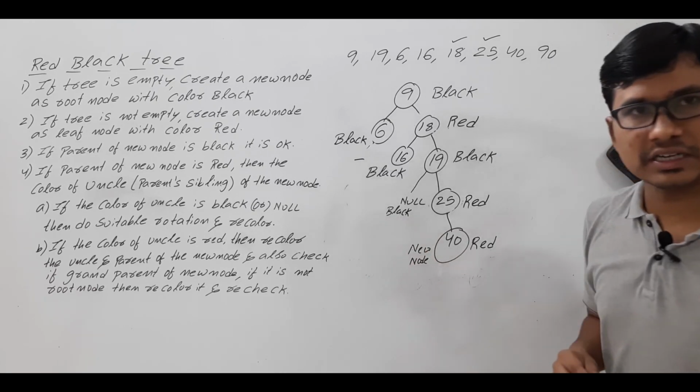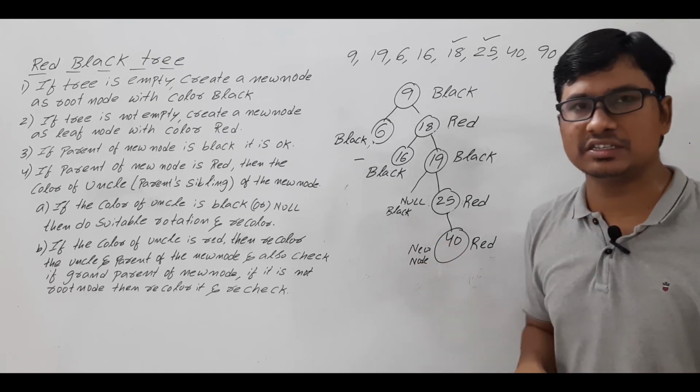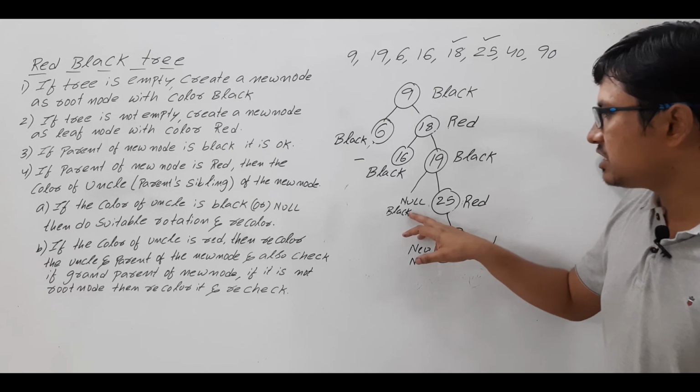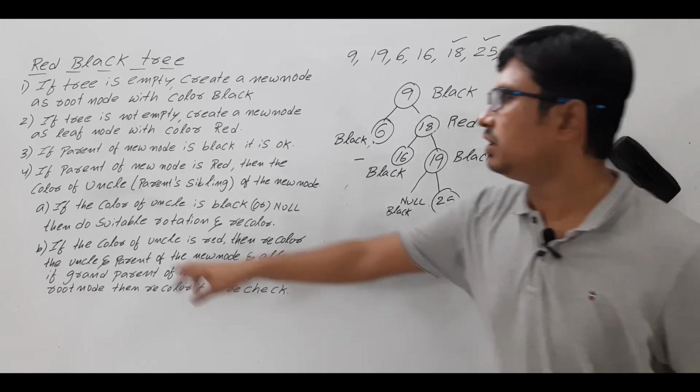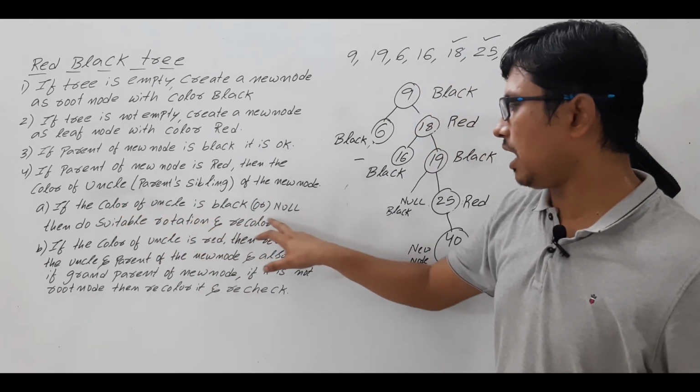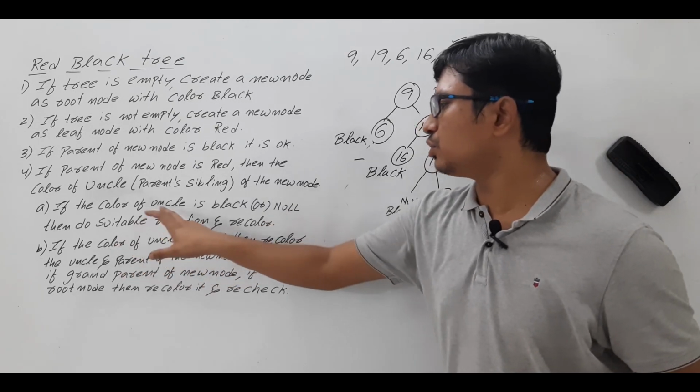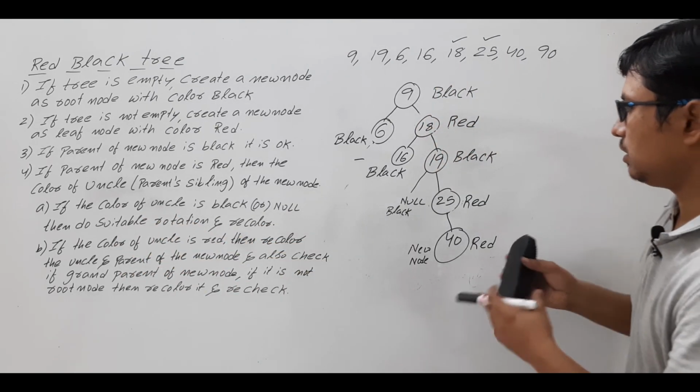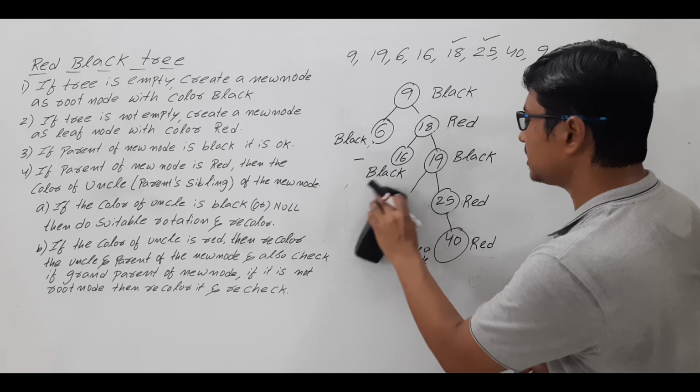Are you able to understand it or not? All these points I have discussed in the previous video. So then what you need to do? If the color of the uncle is black or null, then do suitable rotation and recolor. Now do the suitable rotation.